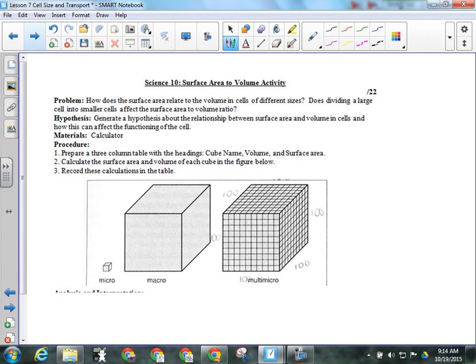So the problem we're going to be investigating here: how does the surface area relate to volume in cells of different sizes? Does dividing a large cell into smaller cells affect the surface area to volume ratio? That's what we're going to try and find out kind of mathematically here.